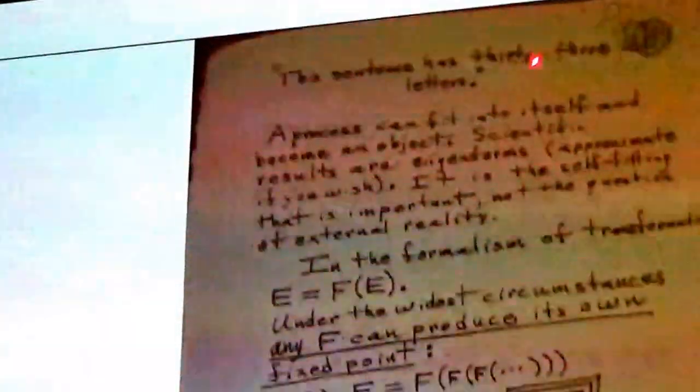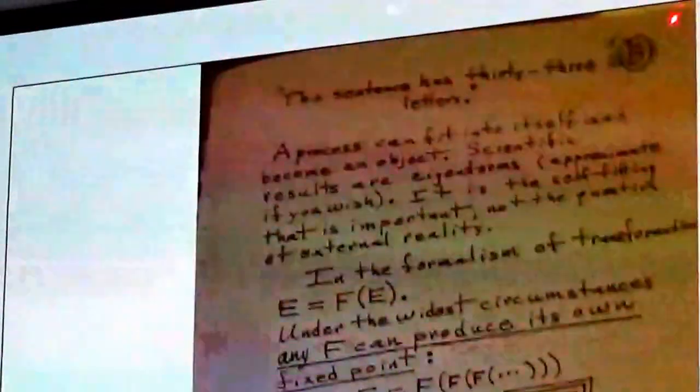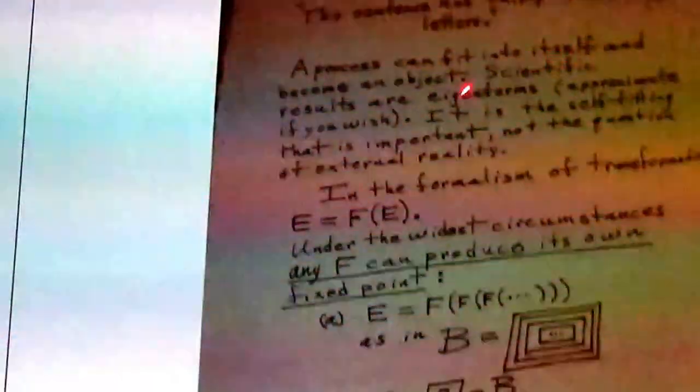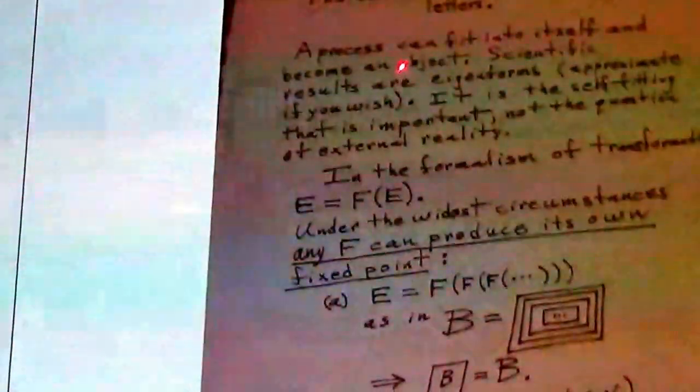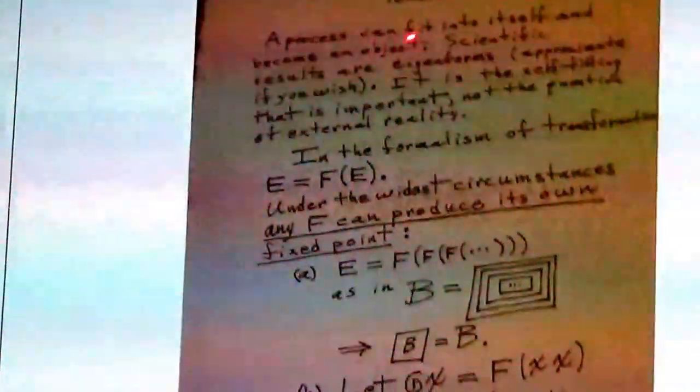Okay. Another example of eigenform in language is this sentence has 33 letters. This sentence has X letters, and 33 in this form solves the problem. It refers to itself under those conditions and is true, if you count. So a process can fit into itself and becomes an object. How it becomes an object for cognition, I don't know, but it does, right?